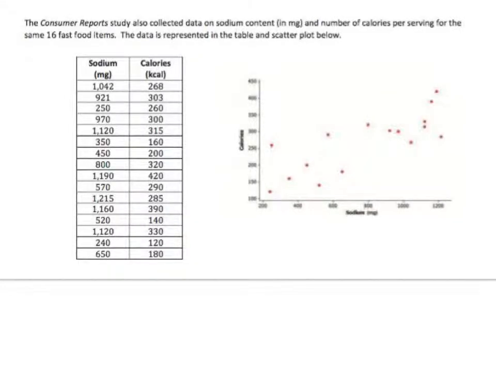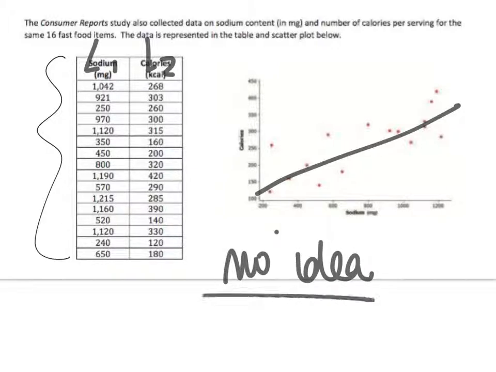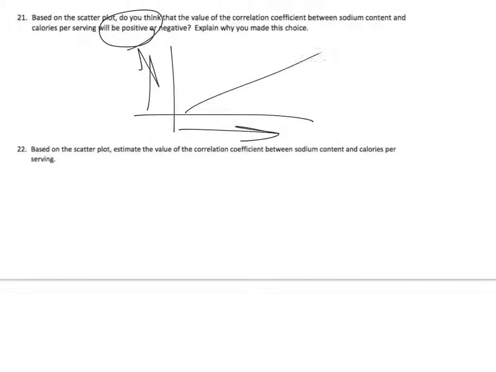All right, one more. We have this data. L1, L2. We're still seeing a positive linear relationship. I have no idea how strong the correlation is, though. Let's see what happens. Based on the scatter plot, do you think the value of the correlation coefficient between sodium content and calories per serving will be positive? Because as x increases, y increases. I think it's a positive linear relationship.